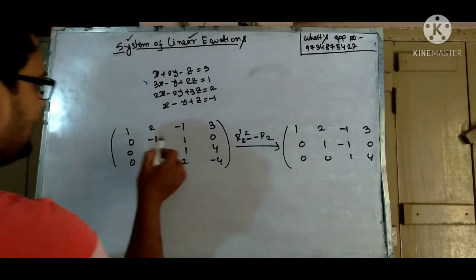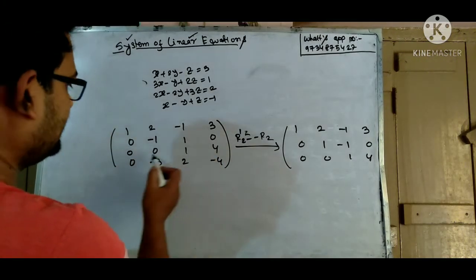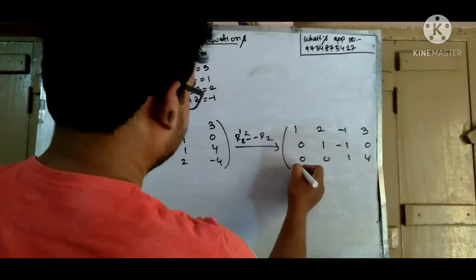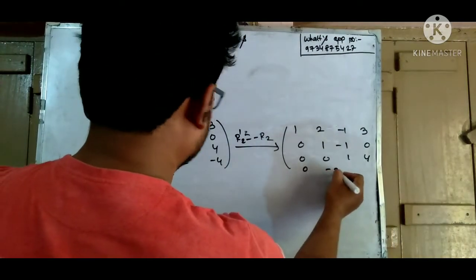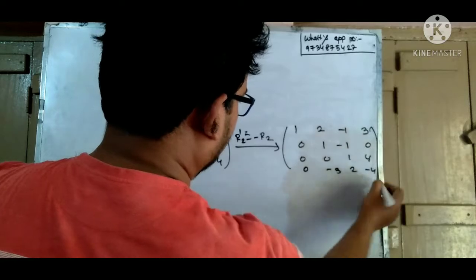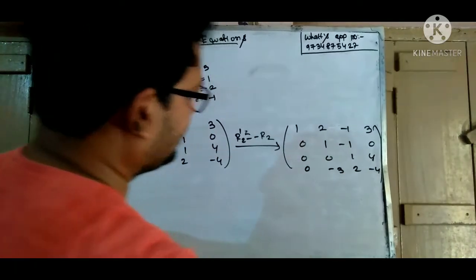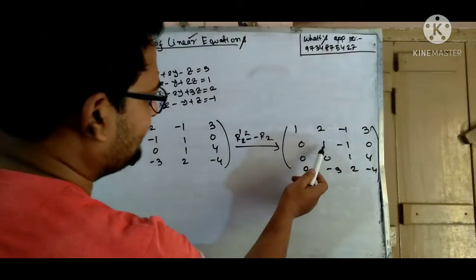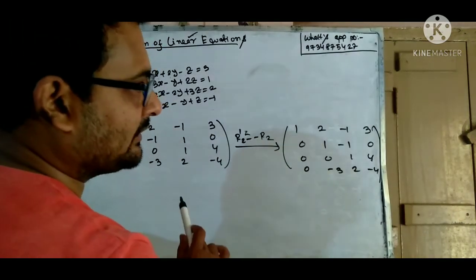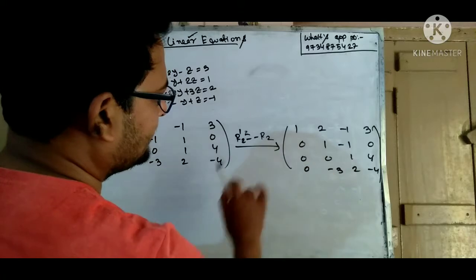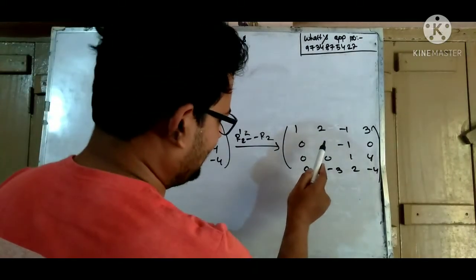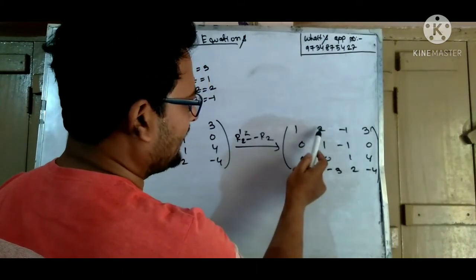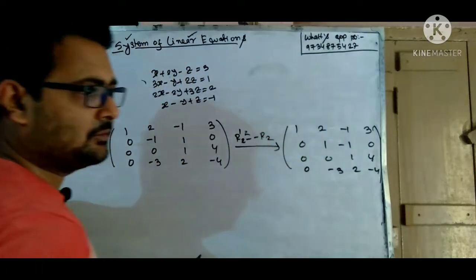Then this will be minus 1 1 minus 1 0, and the remaining are same. 0 minus 3 2 minus 4. So here in the second row a leading one appears. Now what will be our next step? The elements below and above the leading one should be 0.